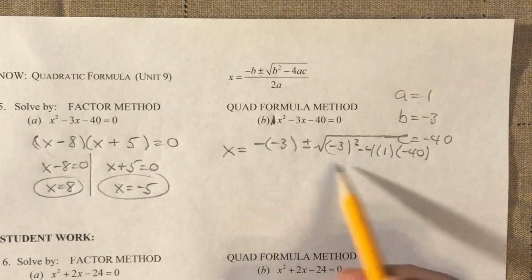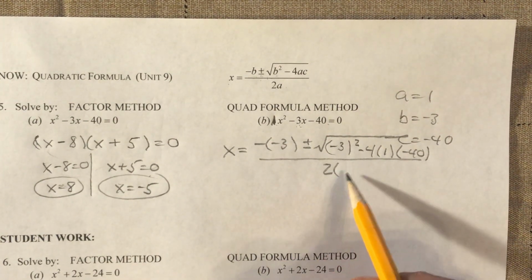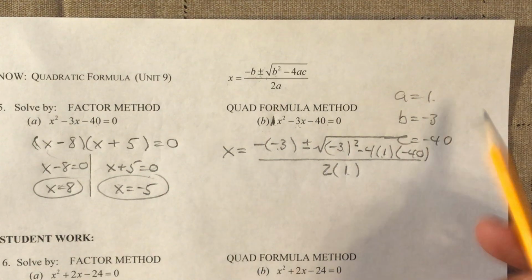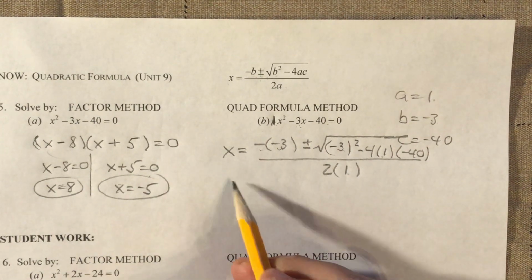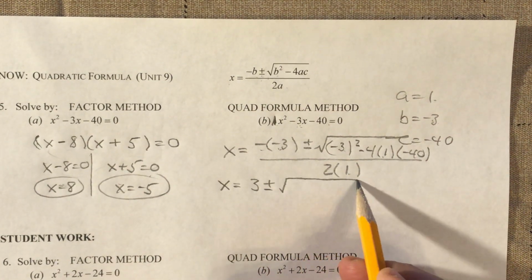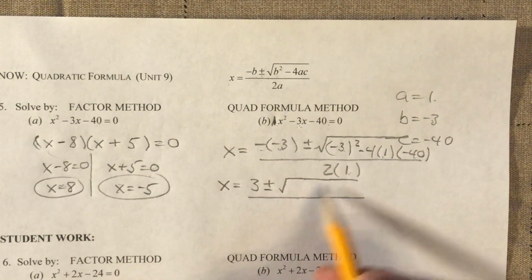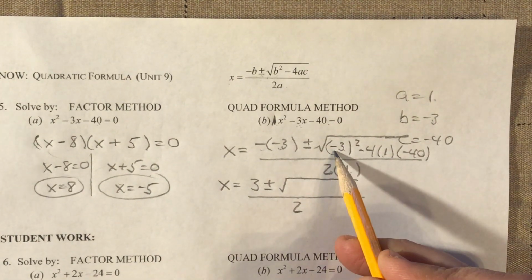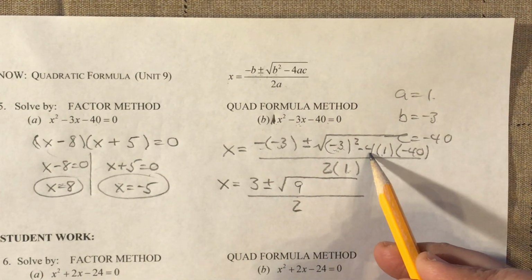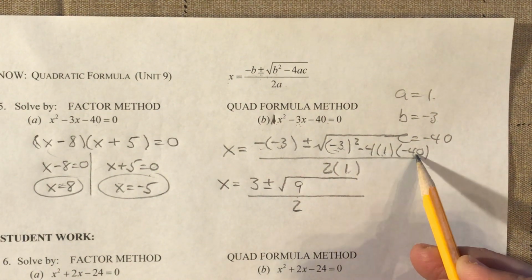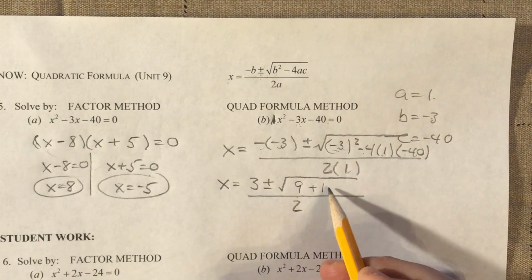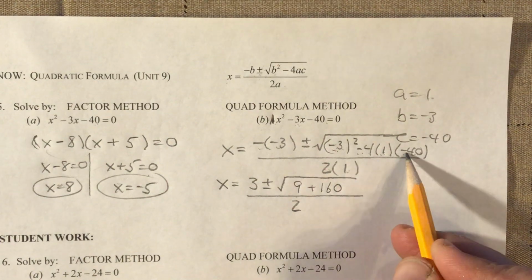The square root, sorry. All over 2 times A. What is A? 1. So you see, I just plugged A in, I plugged B in, I plugged C in. Plug and chug, we call this. Ready? What's negative 3? You don't need a calculator for that. That's positive 3. Plus or minus. Most of the work is underneath this radical. You know, down here you just get 2. 2 times 1 is 2. Negative 3 squared, be careful. Negative 3 times negative 3 is positive 9. I guess so many students get that wrong. What's 4 times 1 is 4 times 40. That's 160. But you see there's a negative there and a negative there? That's going to turn into positive 160. A negative and a negative give you a positive.